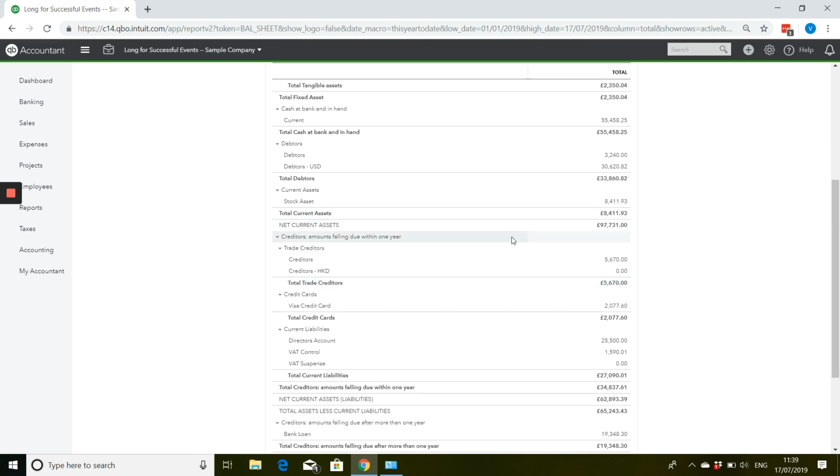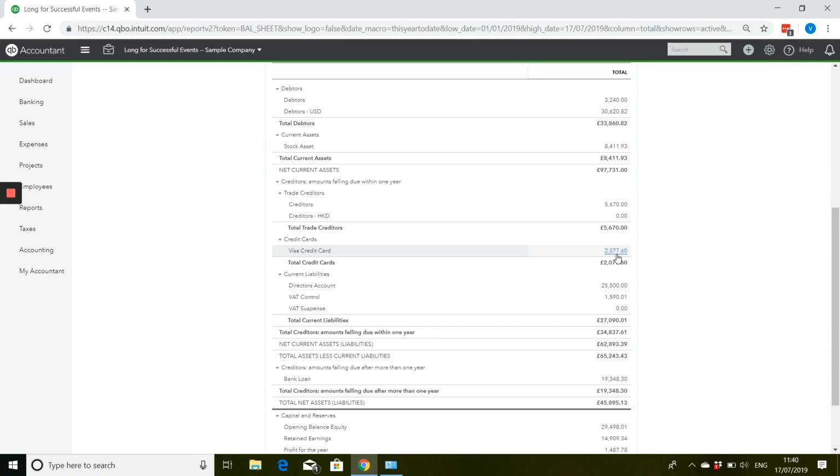Creditors, so you've got creditors amounts due and falling 1 year. So most things that you're going to pay on invoice are going to be the trade creditors. So they've got £5,670 and none in Hong Kong dollars at the moment. The Visa credit card is a current liability because it's going to be paid quite quickly. You've got the VAT control account, which is the VAT that you owe.